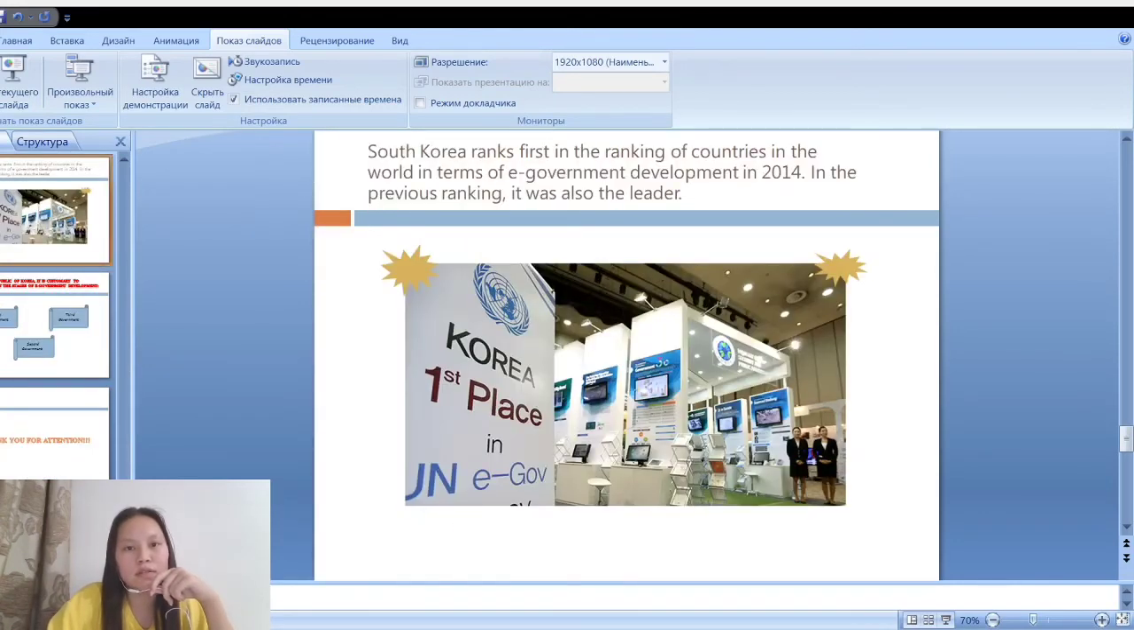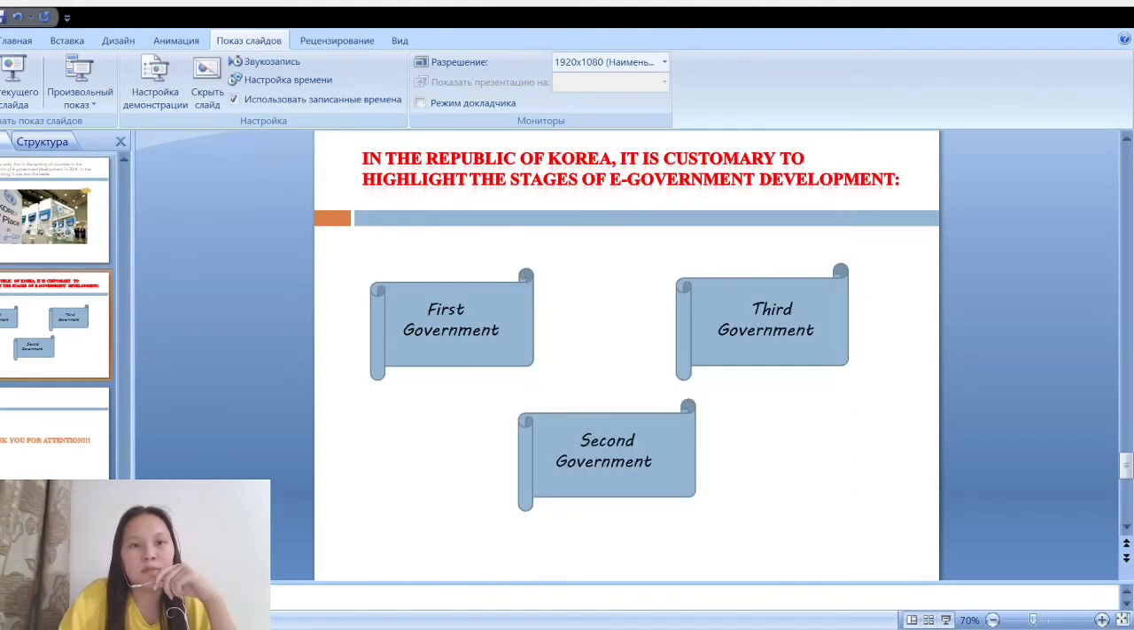Next, South Korea. South Korea ranks first in the ranking of countries in the world in terms of e-government development in 2014. In the previous ranking, it was also the leader. In the Republic of Korea, it is customary to highlight the stages of e-government development.